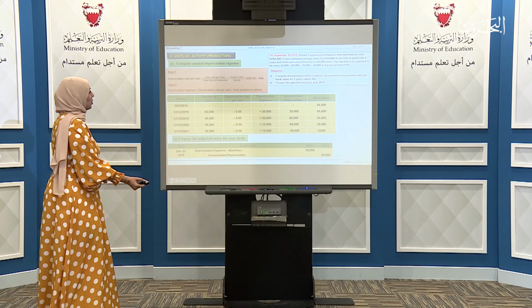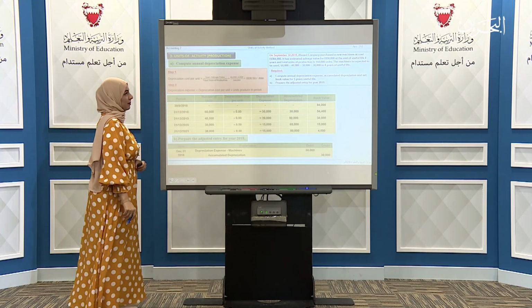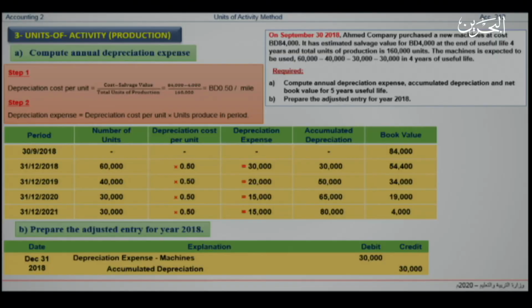Then, my dear student, we will move to the unit of activity or production. We will compute the annual depreciation expense for our example. On 30 September 2018, Ahmed Company also purchased a machine with 84,000. The same example we took before. If I want to find the depreciation expense under this method, firstly I should find the depreciation cost per unit, and I will apply the formula that I explained before: the cost minus the salvage value over the total units of production. My cost will be 84,000 minus 4,000, the salvage value, over 160,000, the total units of production. And I will get the amount of the cost per unit.